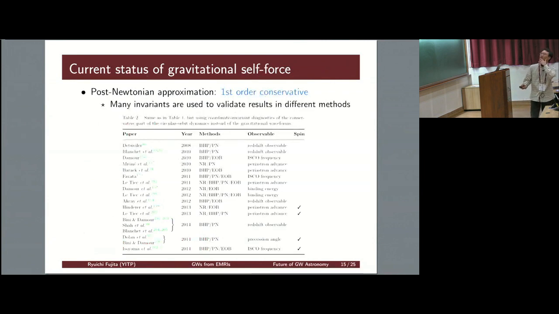Since I don't have time, this may be almost the final slide. By using the regular solution in the previous slide, one could obtain the first order conservative self-force as well. Then there are many works that use the gravitational self-force for the conservative part to check validity across different methods, by using various invariant variables.